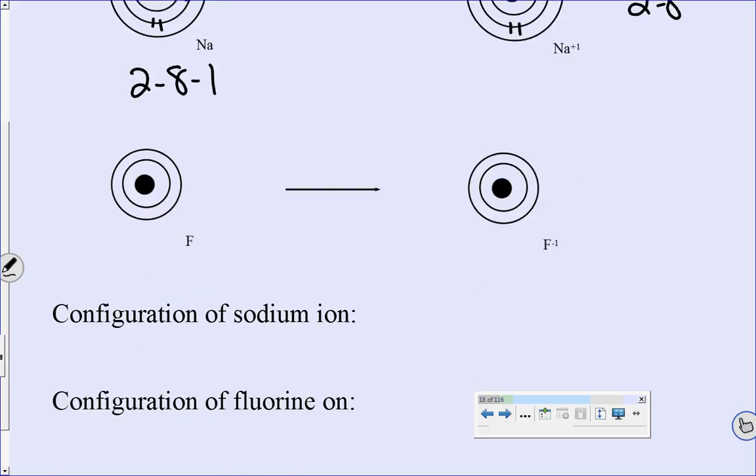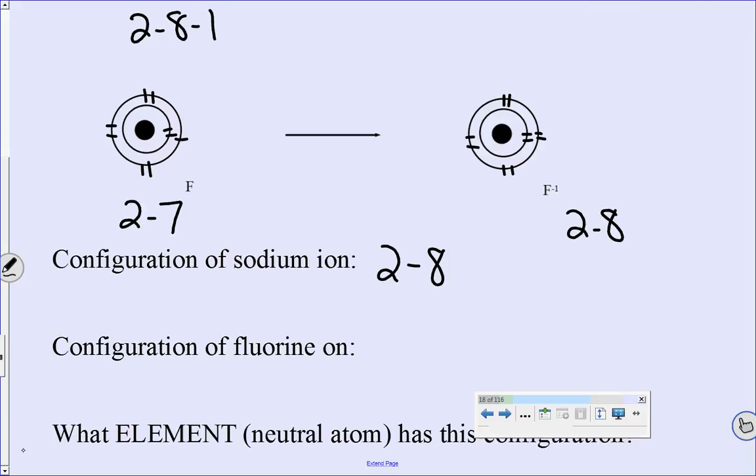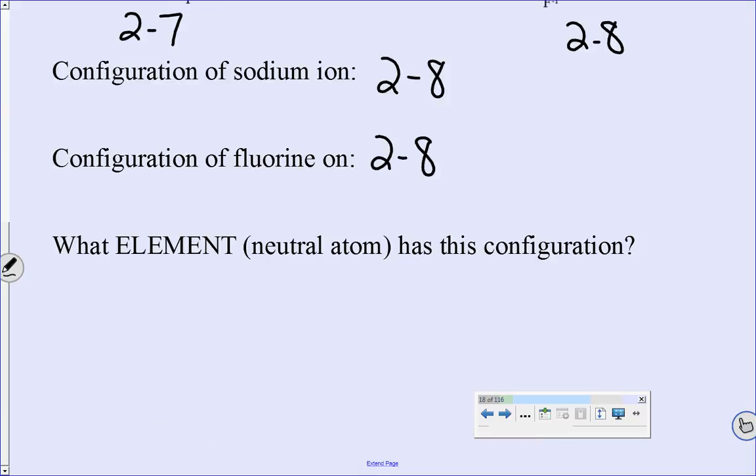If we look at fluorine, we have a total of 9 electrons, so the configuration is 2, 7. When fluorine forms an ion, the easiest thing for it to do is gain an electron and become 2-8. So you're going to notice the configuration of a sodium ion is 2-8, and the configuration of a fluorine ion is 2-8, even though one formed by gaining and one formed by losing.